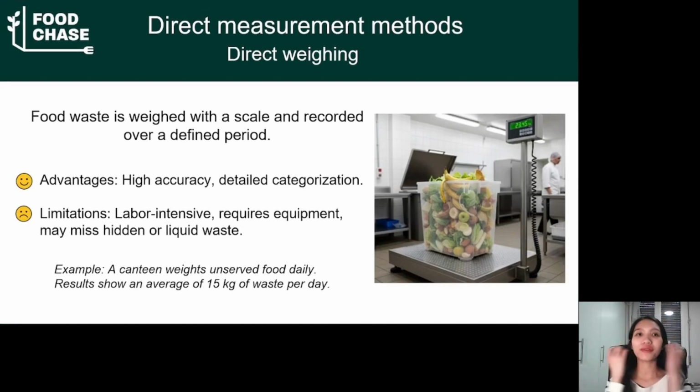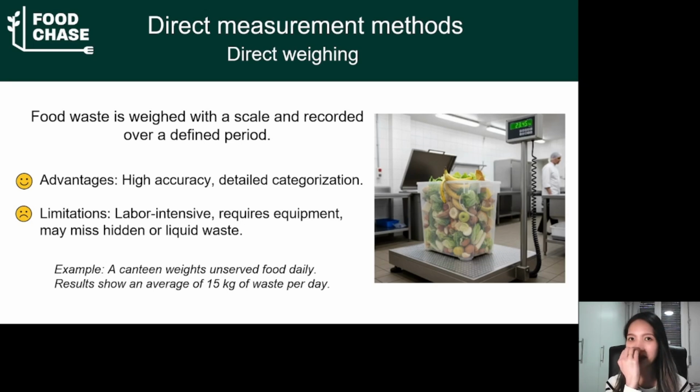We start with the first category, direct measurement. In direct weighing, food waste is weighed with a scale and recorded over a defined period. This method is very simple and highly accurate, and it can also give you the detail of waste categories if you sort the waste before weighing. However, it is labor intensive. It can miss hidden or liquid waste, and it also requires equipment.